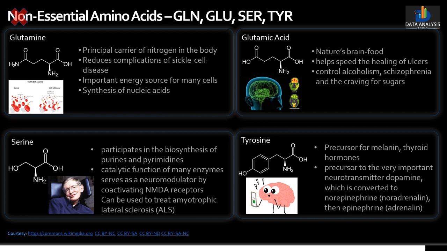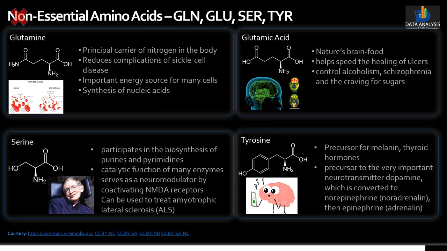Glutamic acid. Glutamic acid, when ingested by humans, can help drop a hydrogen atom and become glutamate after it is in the body. Among other functions, glutamate acts as a neurotransmitter associated with learning, memory, language, and speech. It is also known as nature's brain food. It helps in healing of ulcers, controls sugar craving, and controls schizophrenia, among other functions.